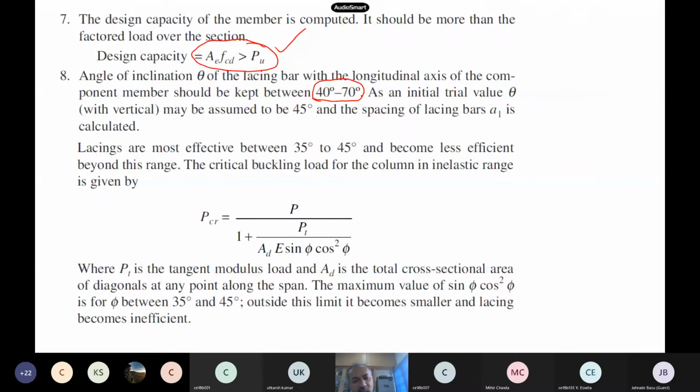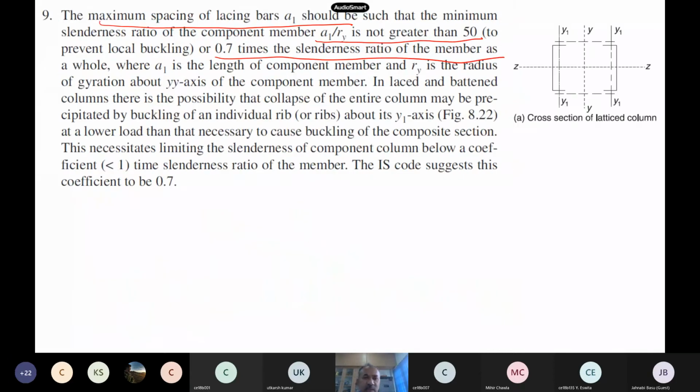Okay, so other things are all straightforward. The design steps are very straightforward for laced and batten columns, and most of them have come from experiments. The design steps are very simple, but the design is very lengthy, because you have to design the member, you have to design the lacing, you have to design all those things. Straightforward steps are given in the code. Just blindly follow the steps and you will get the design. Only thing is you have to do all the steps rigorously.